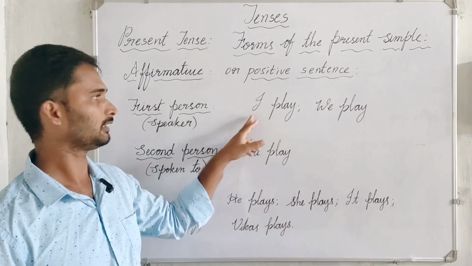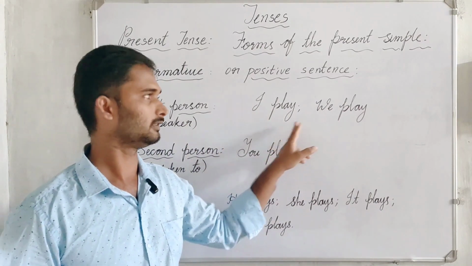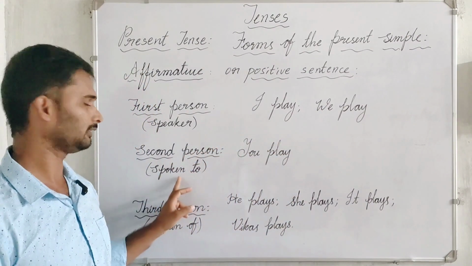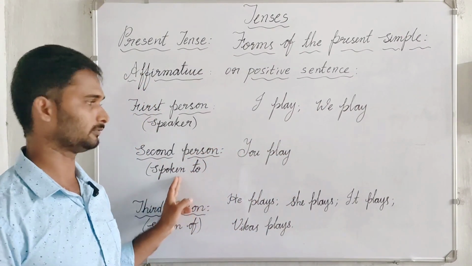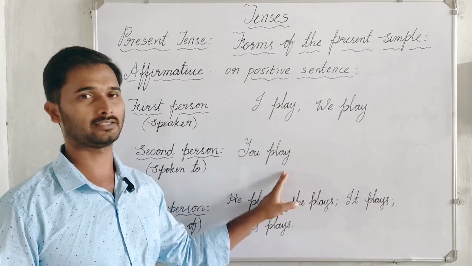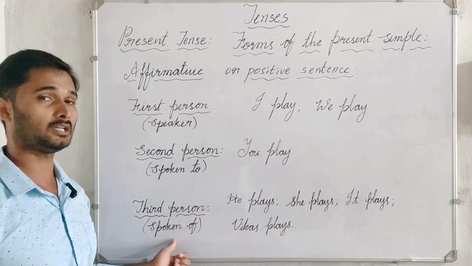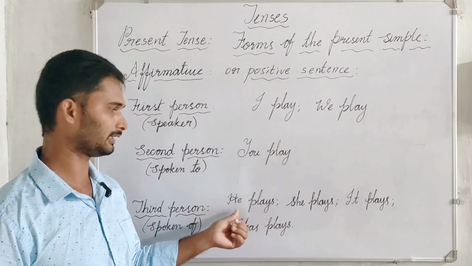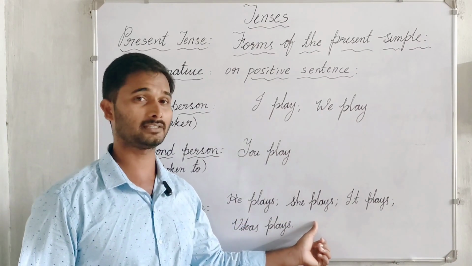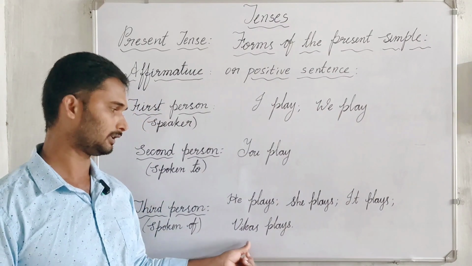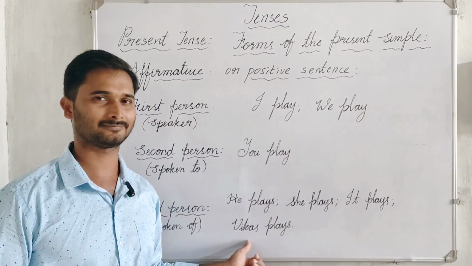Some examples: I play, we play. Second person, we also call it spoken to. You play. Let's take the third person, spoken of. Some examples: he plays, she plays, it plays, or if we take any noun, proper noun, Vikas plays.